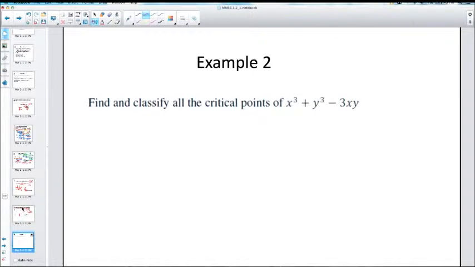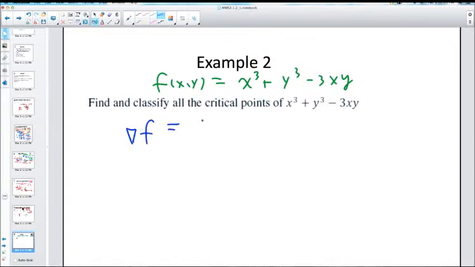Now let's look at the second example. The first example is all baseline. In this example, f equals x cubed plus y cubed minus 3xy. In order to get the Hessian, first take the gradient. Take the derivative to x, that's 3x squared minus 3y. And take the derivative to y, 3y squared minus 3x.